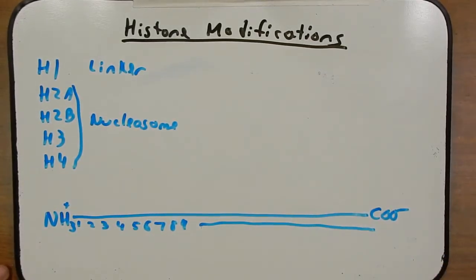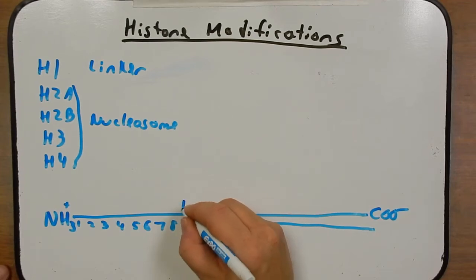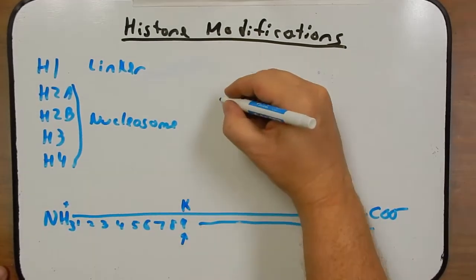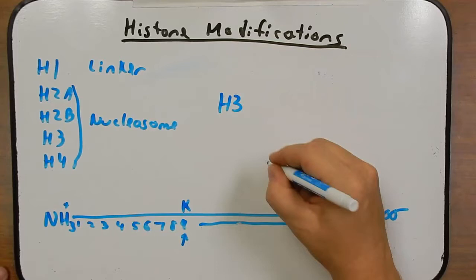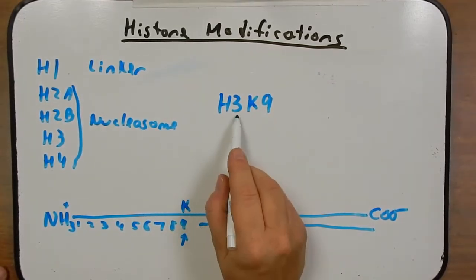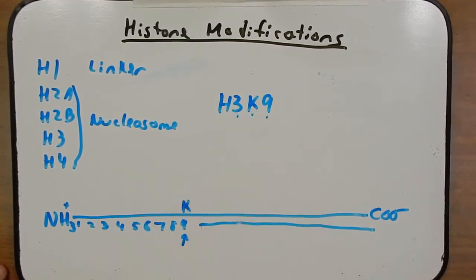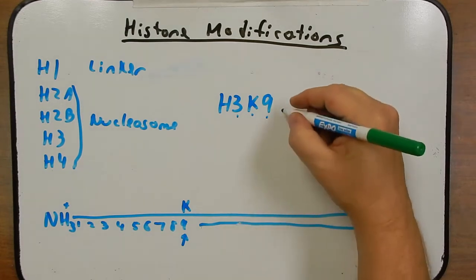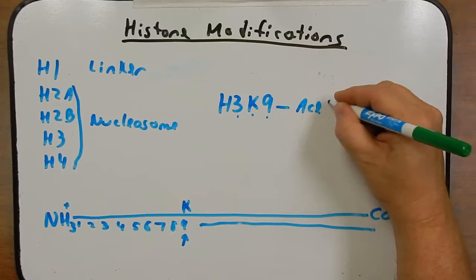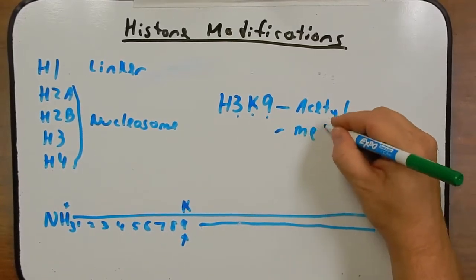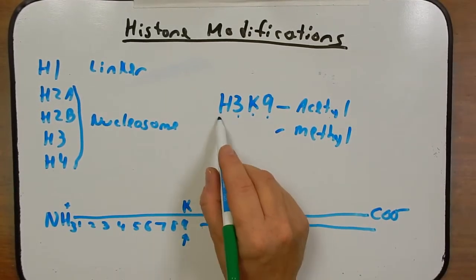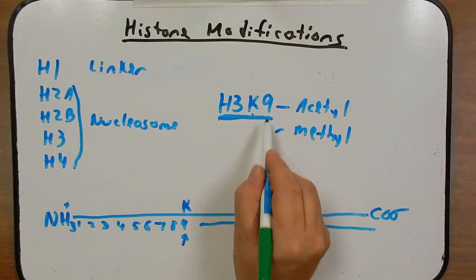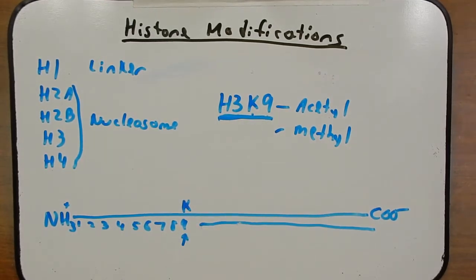So if I'm talking specifically about the 9th amino acid of histone 3, and this 9th amino acid of histone 3, let's say, is a lysine, I'm going to write it like this: H3K9. Histone 3 and lysine at position 9. This way everybody knows what I'm talking about. And then I might say this has been modified with an acetyl group, or maybe with a methyl group, however it's been modified. But we always like to say which histone we're talking about and which amino acid of that histone we're talking about.